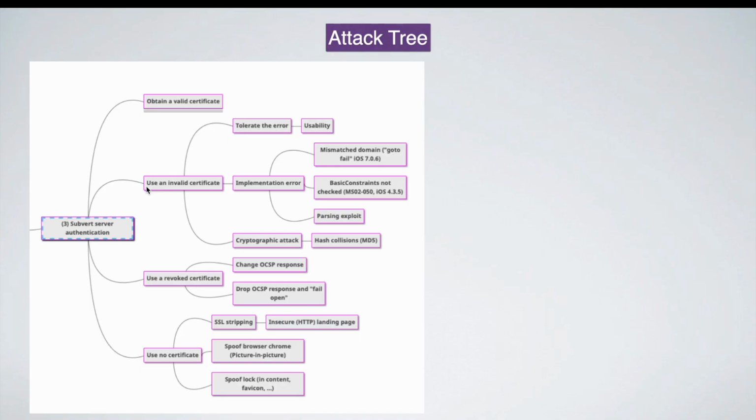More recently, we talked about whether you could just use a certificate even though it's not valid. It's going to throw an error, but maybe users will click through the error. Maybe you can make it look valid because there's some sort of implementation flaw, so even though it isn't passing all the validation methods, it's not throwing an error because there's a mistake in the implementation. There's a cryptographic attack based on hash collisions that we didn't talk about, so don't worry about that, but it's in the tree just for completeness. You could use a revoked certificate, and then you could try to disrupt the revocation check. Or you could just not use a certificate at all.